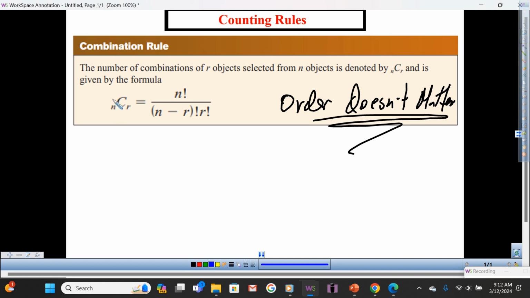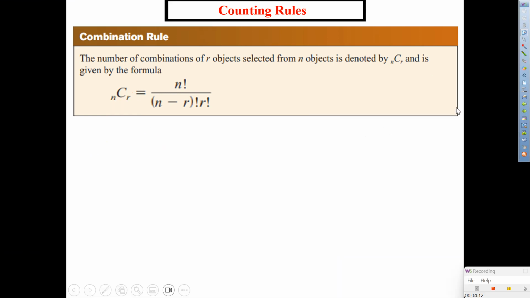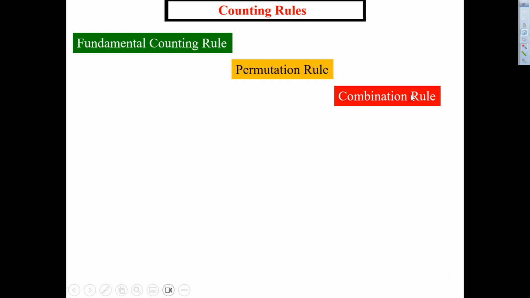And once again, N is what? Total objects. And R is the selected objects. Pretty clear so far, yes? All right. So let me just go back one more time.